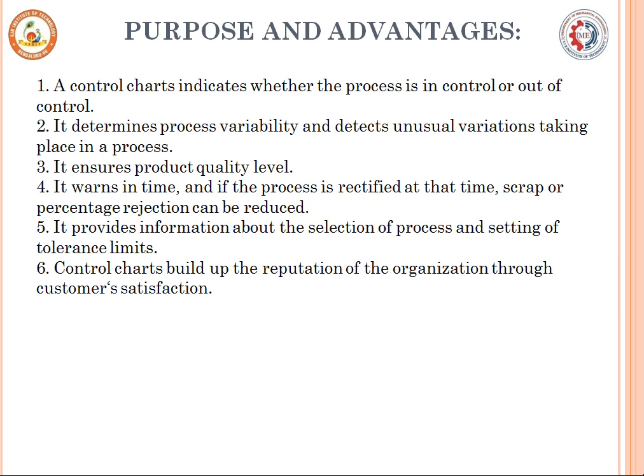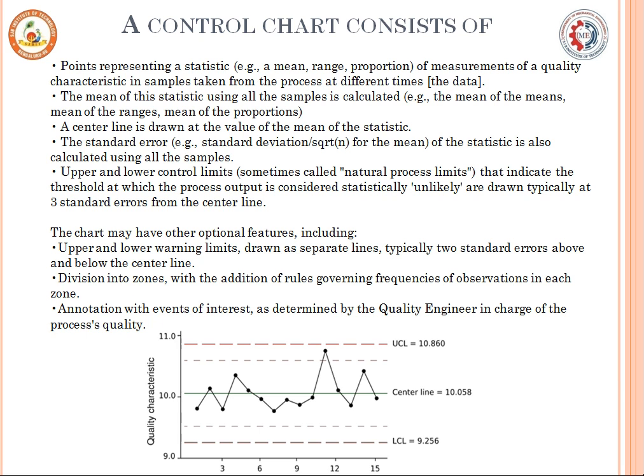What is the purpose and advantage? A control chart tells whether the process is in control or out of control, so that it will be able to take corrective actions. It determines process variability and detects unusual variations taking place in the process. It ensures product quality level. It warns in time, and if the process is rectified at that time, scrap or percentage rejections can be reduced. It provides information about selection of process and setting of tolerance limits. Control charts build up the reputation of the organization through customer satisfaction. Like this, the control charts help.